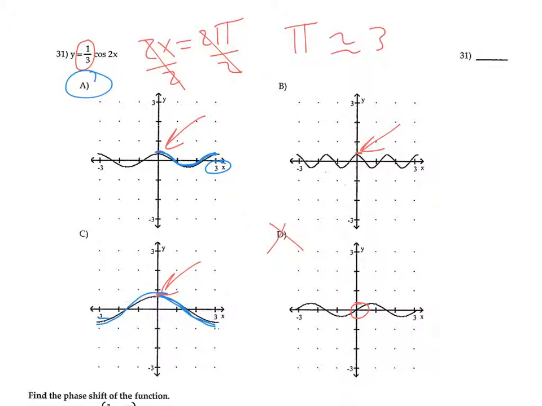And then option B, it appears 2 whole times in 3 units. Well, if something happens 2 times in 3 units, each of them is 1.5. So the period of option B is 1.5, which doesn't match the period we were searching for. So the only correct reasonable option here is option A.